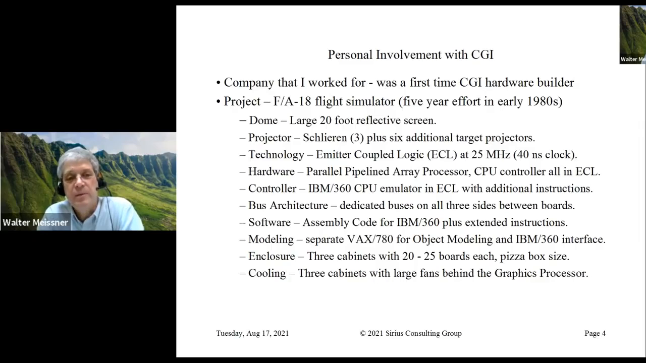The enclosure was 3 cabinets with about 20 to 25 boards each, pizza box size, roughly. So they were large boards. The cooling was large fans behind the graphics processor. With emitter coupled logic, the throughput is about 1 nanosecond but the rise time is 3 to 4 nanoseconds. Wiring delays of 1 nanosecond per foot had to be added in, as well as some settling time, to stay under 40 nanoseconds. And ECL logic is basically an analog operational amplifier that has differential inputs and outputs and continually draws current, unlike TTL, which only draws current when switching. So the power supply for this was tens and hundreds of amperes of current, and it was quite a noisy environment.